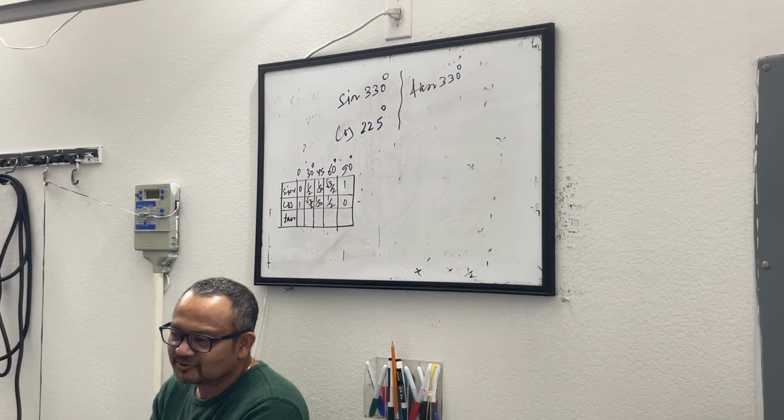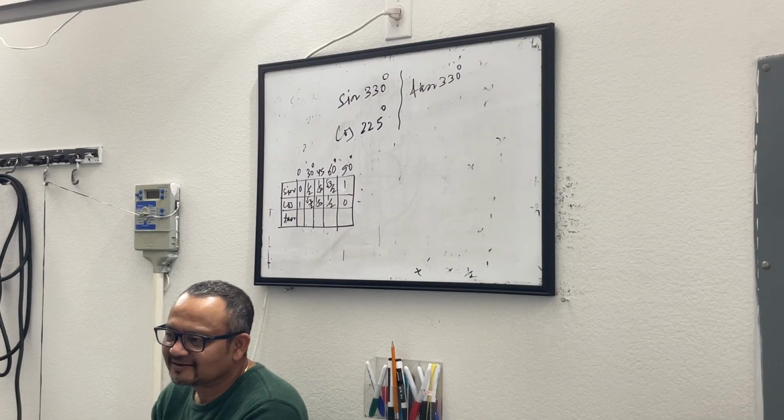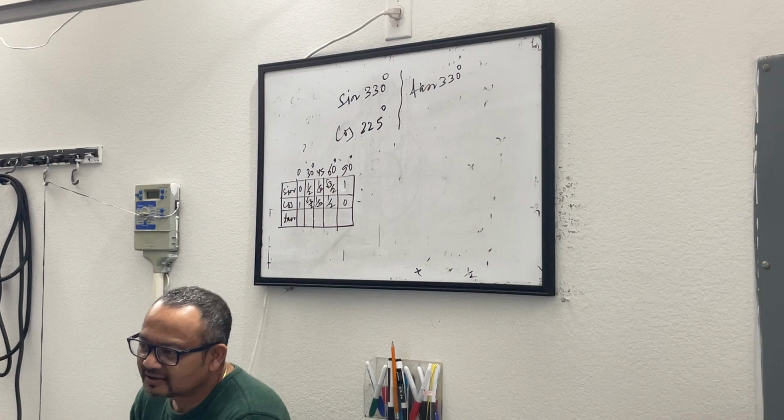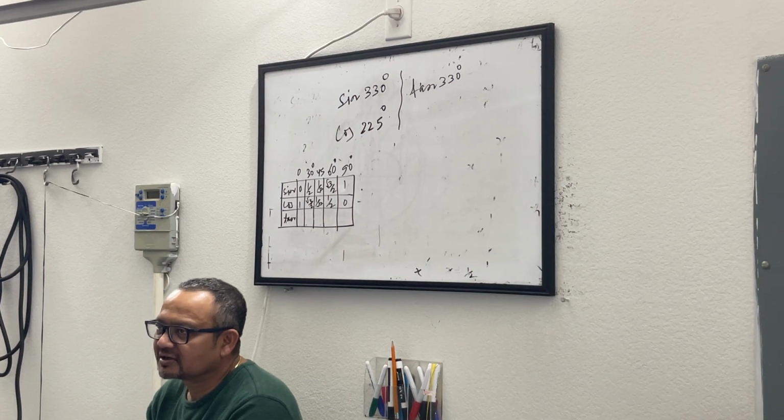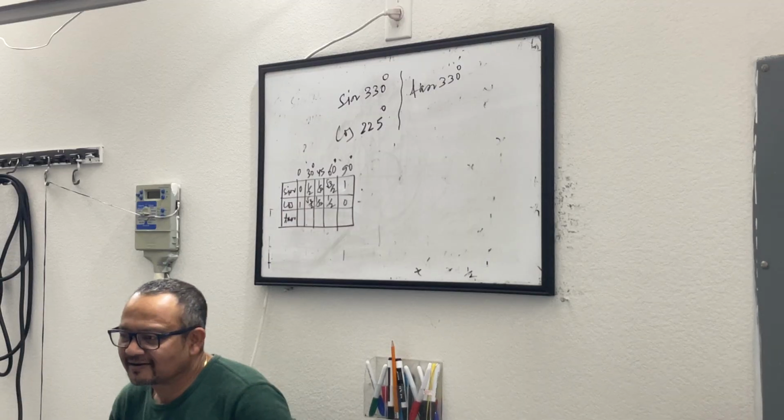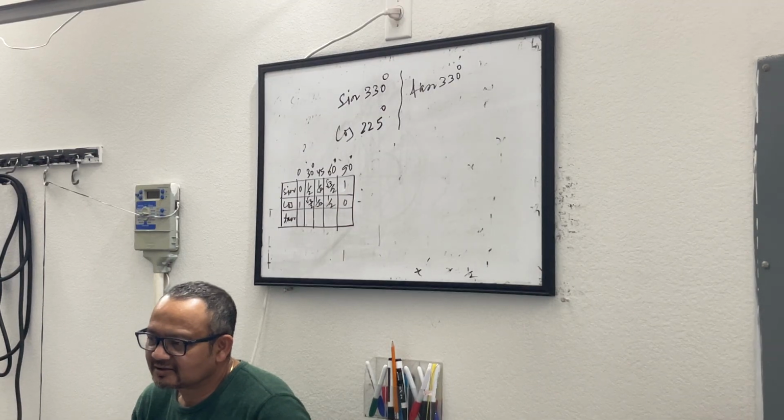What did you guys do? Raj did plus and minus 360 for everything. So what did you get? For sine 330, I got negative 30 and 690. And for cosine, I got 585 and negative 35.